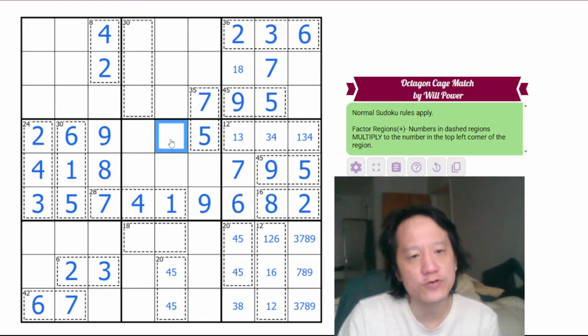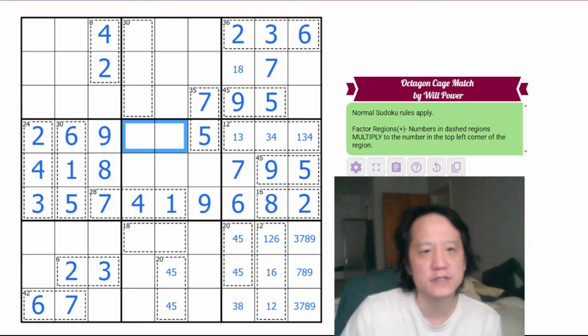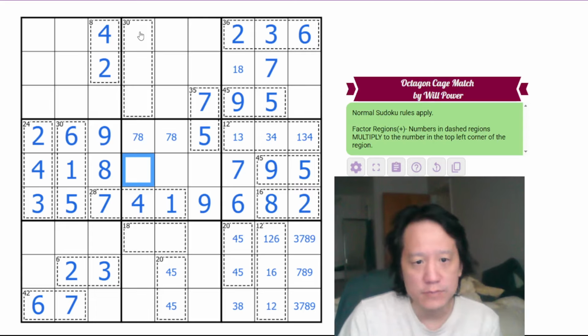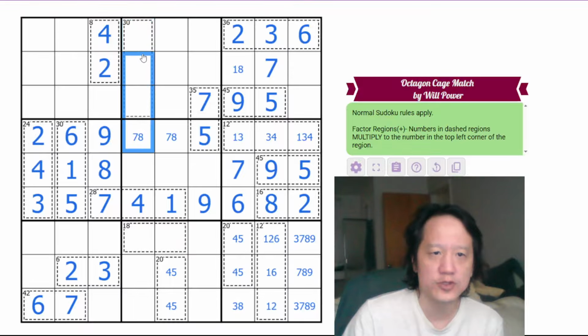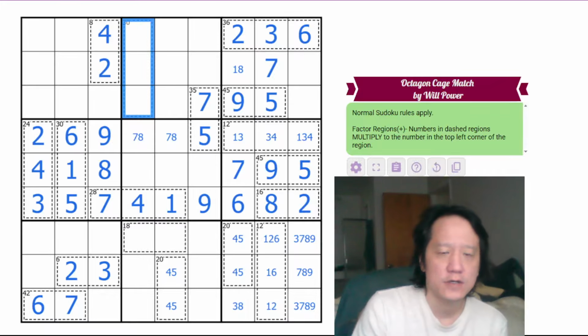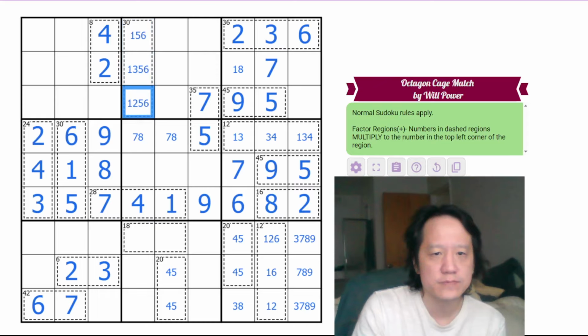Remaining digits in row 4, we have 7 and 8. Okay, so this is a 7-8 pair. This 30, again, is divisible by 5, so there must be a 5 here. It's either 5, 2, 3 multiplied together, or 5, 1, 6. If it's 5, 2, 3, this is 2, and that's 3. If it's 5, 1, 6, any of them kind of work. This can't be 5 because of the 5 in the row here. This can't be 6.